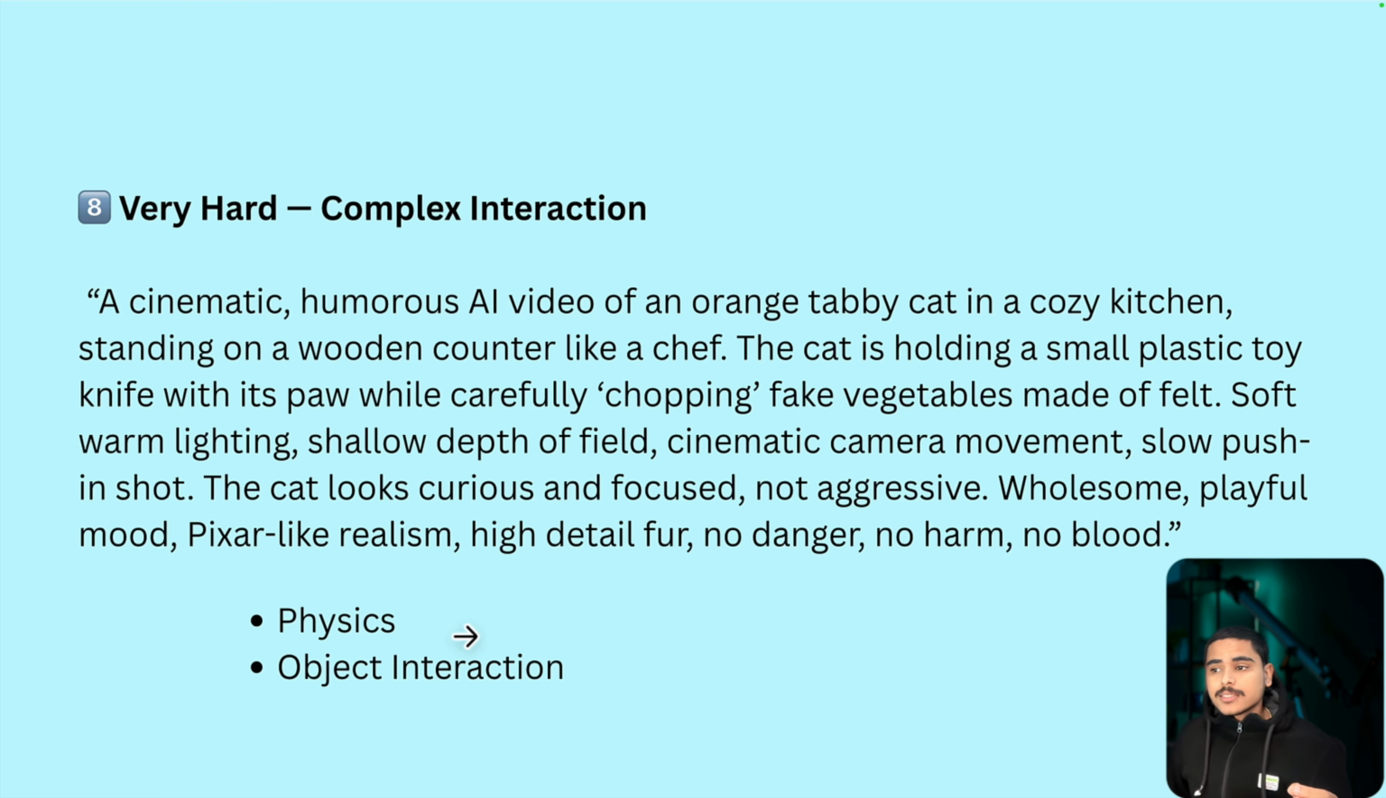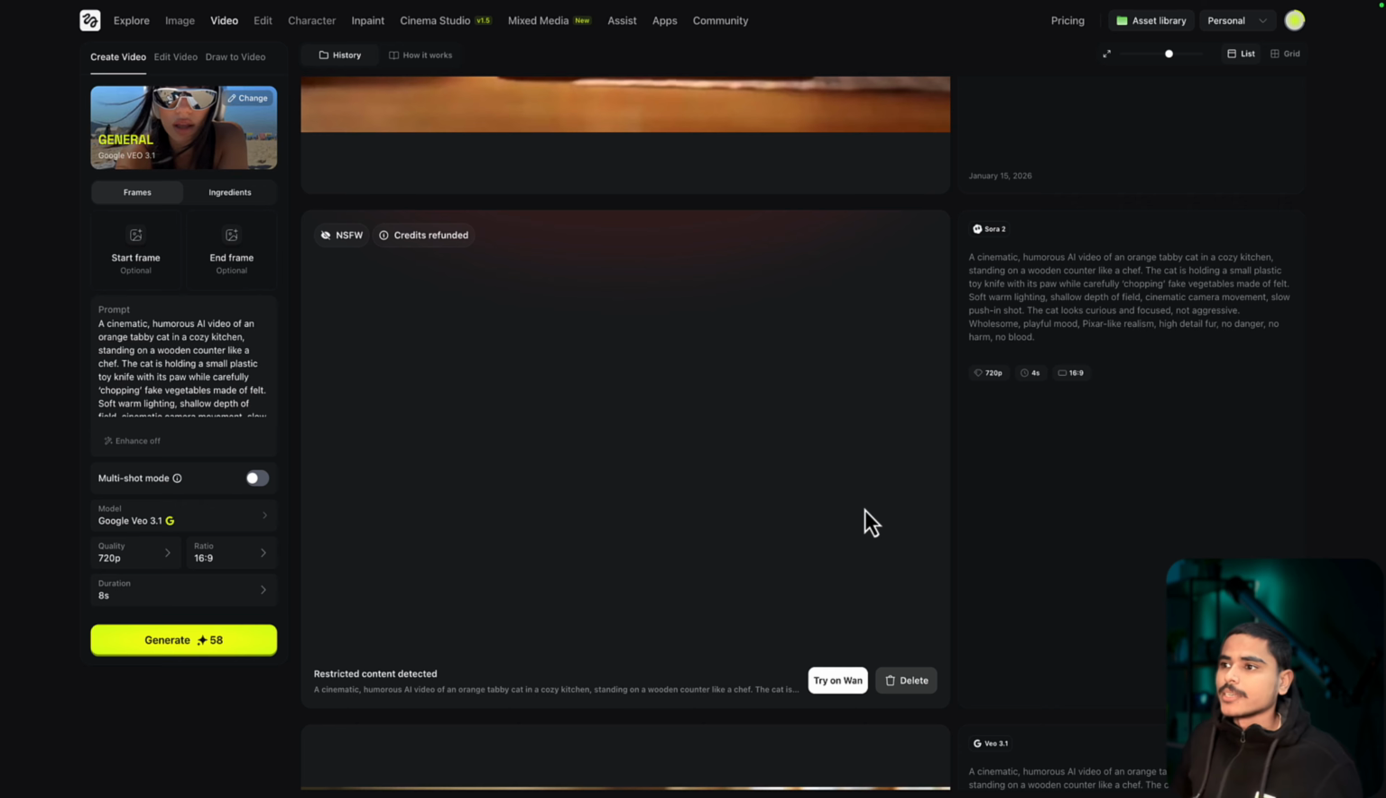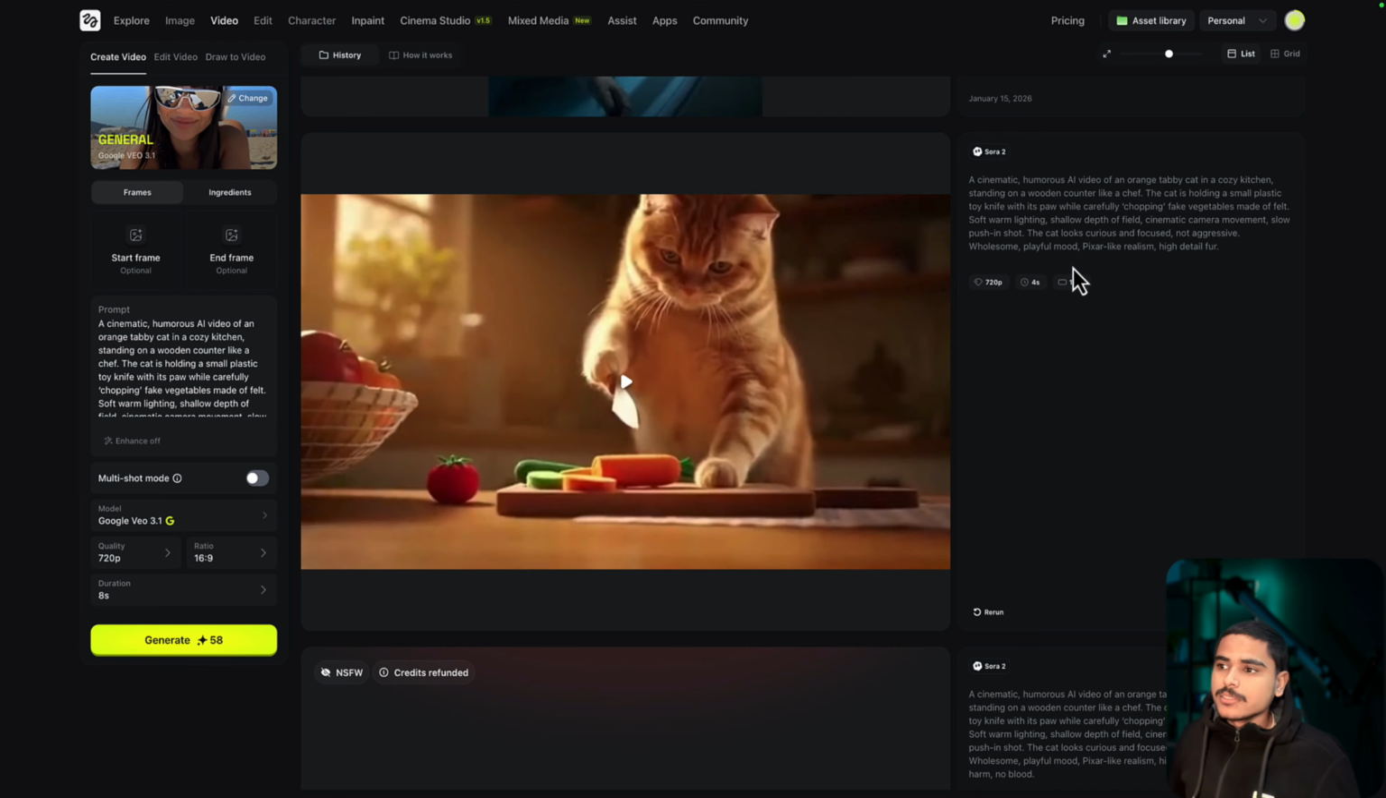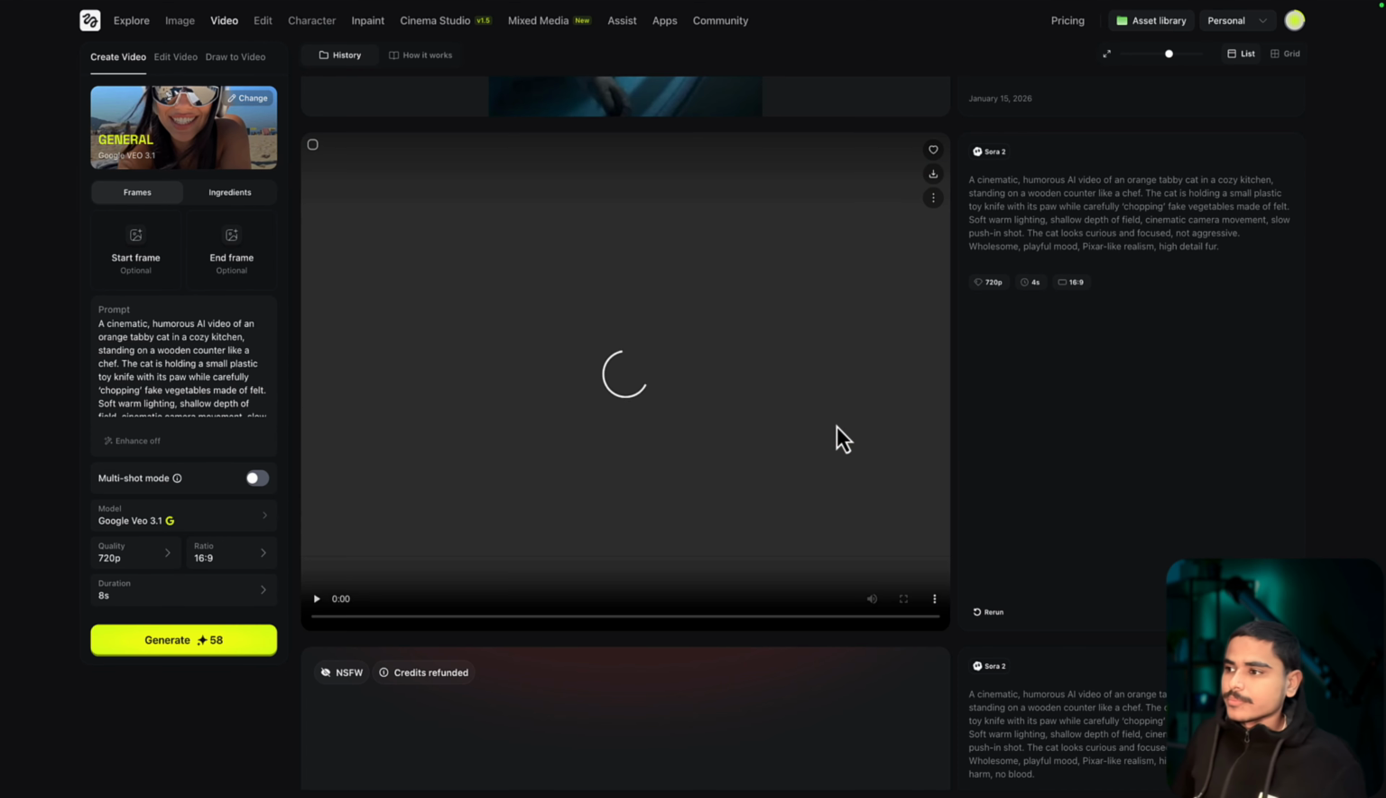Now we are going to test which model is following the physics and object interaction well. We will have an orange cat in a cozy kitchen, working like a chef, holding a toy knife and chopping some fake vegetables. We need the Pixar-like animation. The cat is not aggressive and there is some cinematic camera movement. I tried it on Sora too, but it did not create, mostly because we added blood, harm, danger. I think these are the things that Sora 2 did not want. So when I removed these words, I got this result.